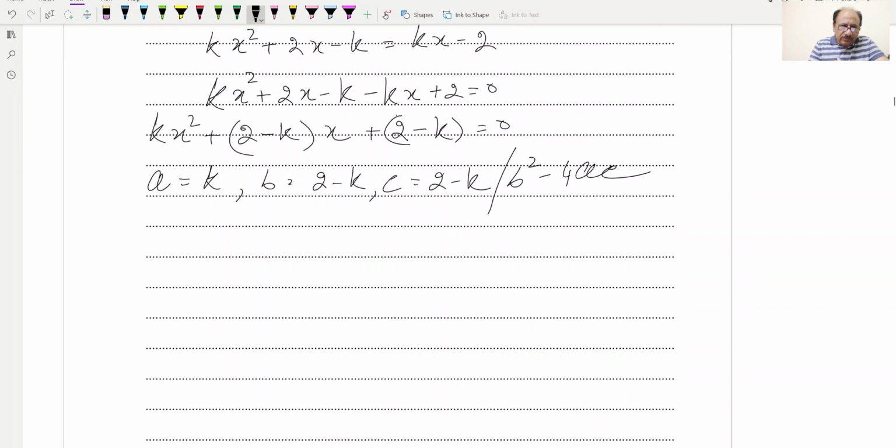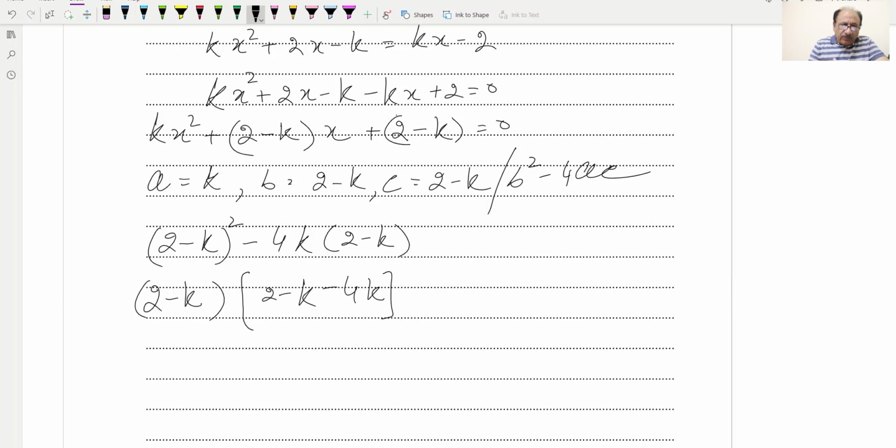Now we can write b squared minus 4ac, so (2 minus k) squared minus 4 times k times (2 minus k), and from these two terms we can take 2 minus k common. So if we take this common, inside will be what? Inside will be 2 minus k minus 4k, and this can be written as (2 minus k) into (2 minus 5k).